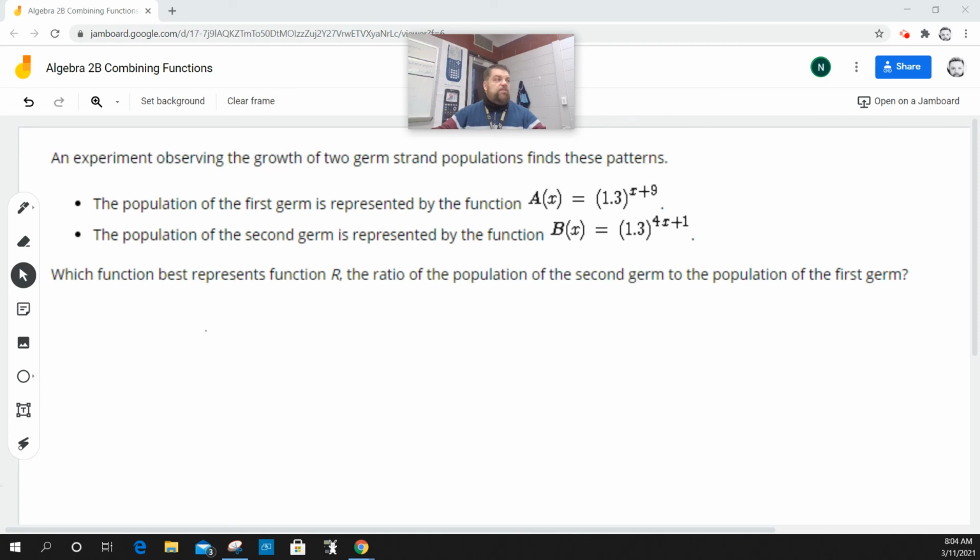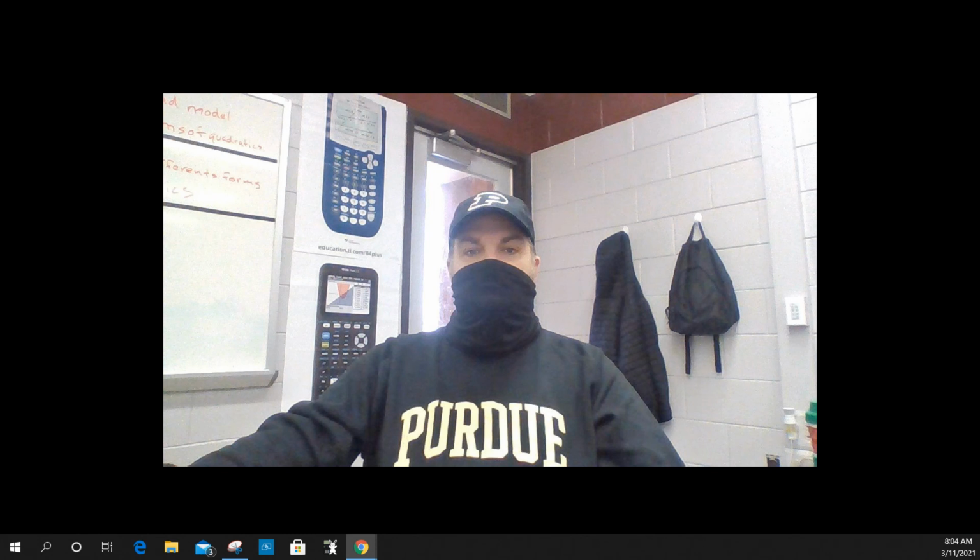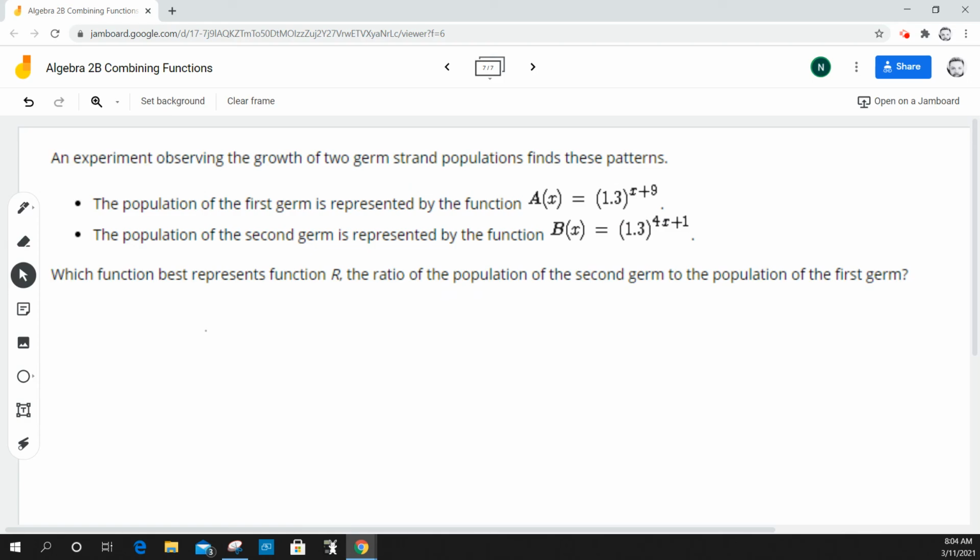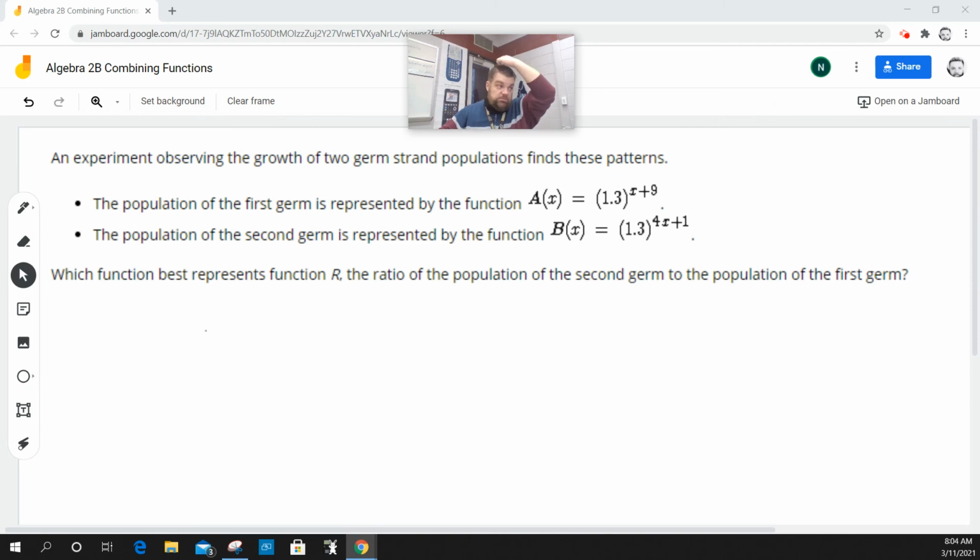And then it says, which function best represents the ratio of the population of the second germ population to the first germ population. Sorry, I'm trying to get to my screen here. So which one represents that ratio?